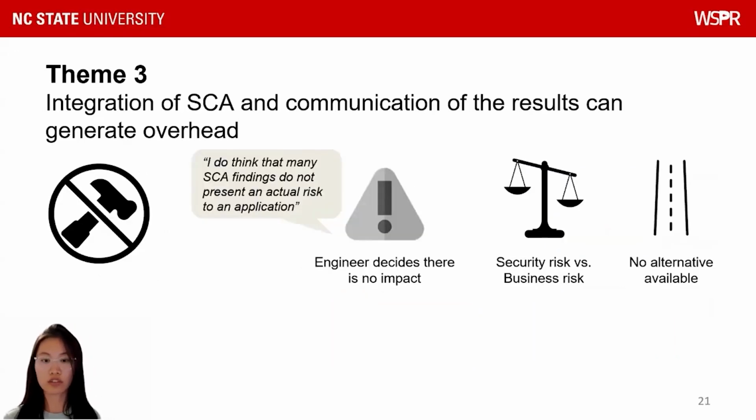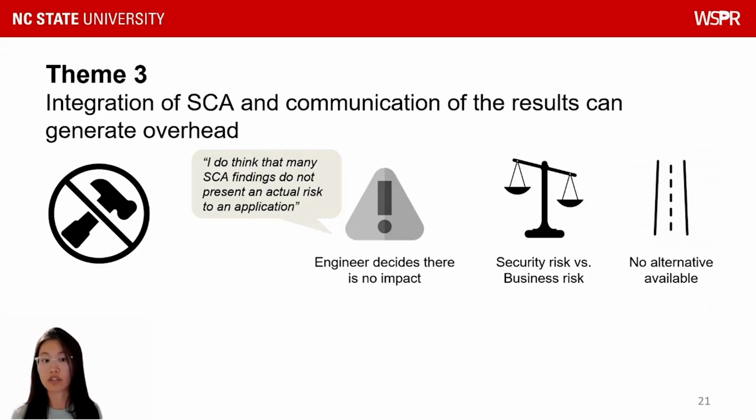Overhead can also be present even if you're not fixing vulnerabilities, because sometimes it requires a lot of back and forth between different teams. For example, the security team might say, oh, we found this vulnerability, but then they pass it on to the engineering team, and the engineering team might think that this does not present actual risk to the application, and a lot of back and forth happens to decide how to resolve this.